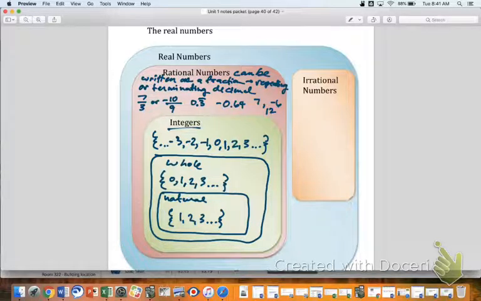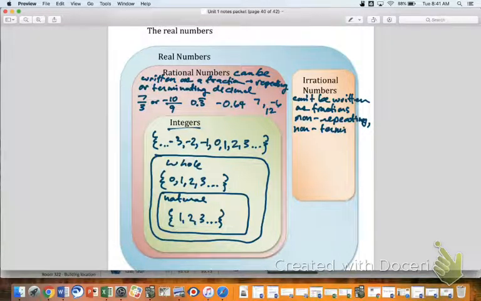There's one other aspect to this. If there are rational numbers, then maybe there are irrational numbers. So irrational numbers are basically the opposite of rational numbers. They can't be written as fractions. And in terms of decimals, these are non-repeating, non-terminating decimals.